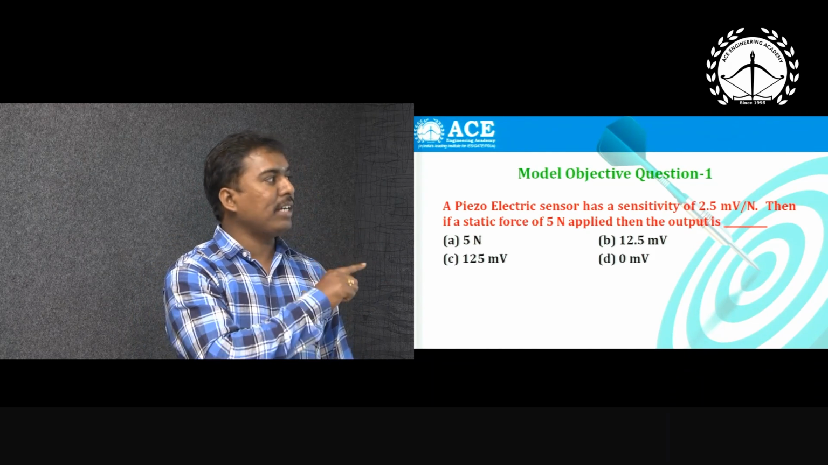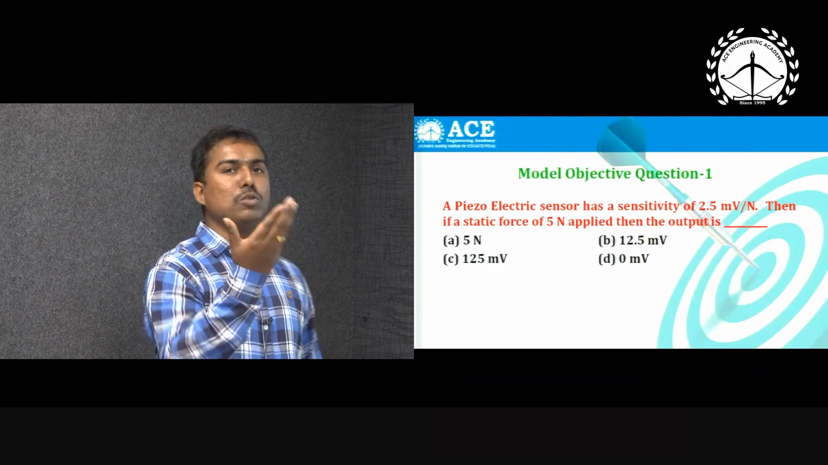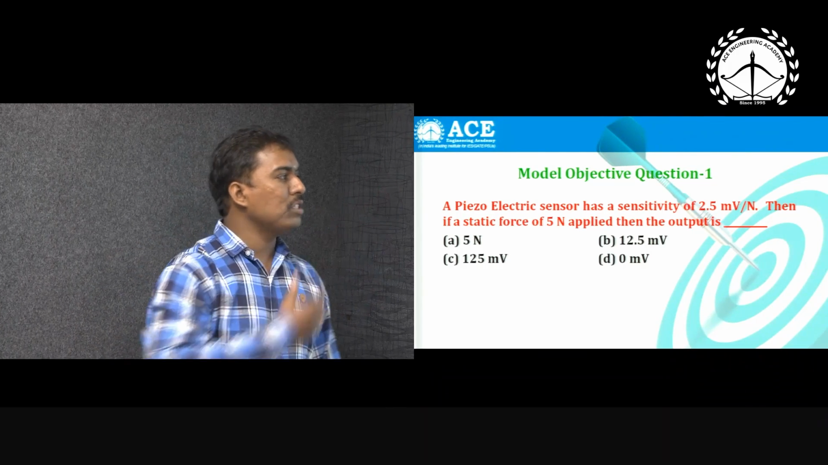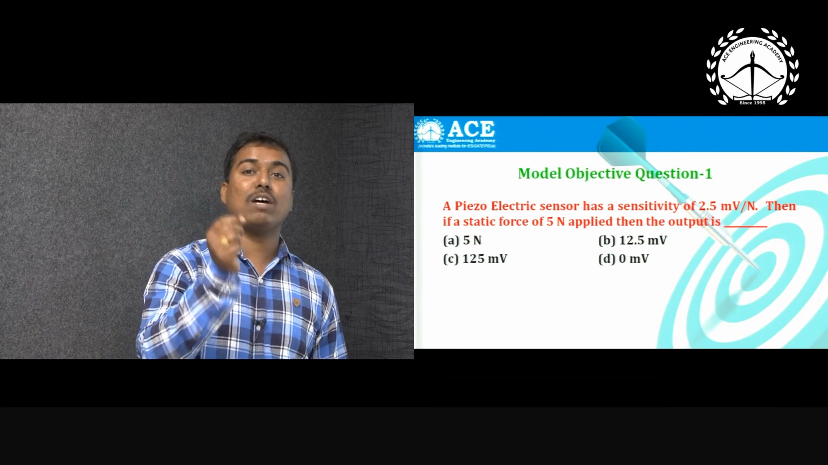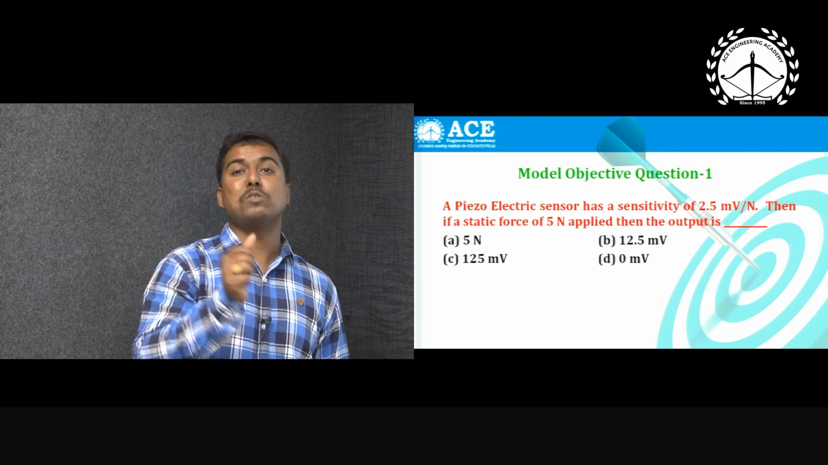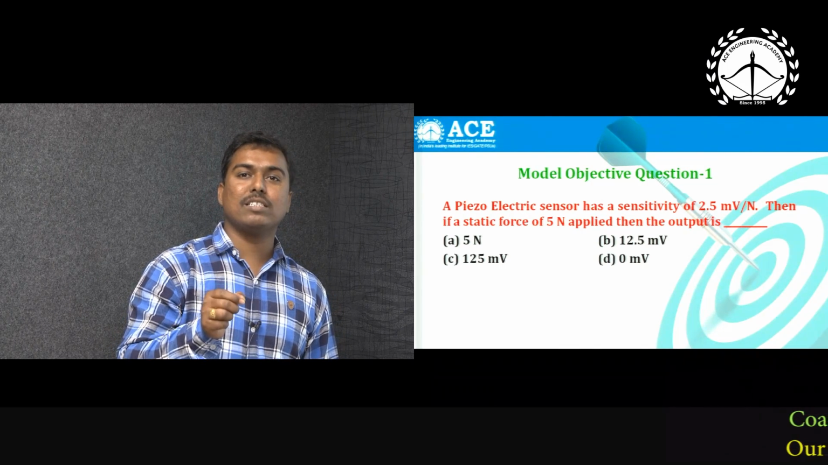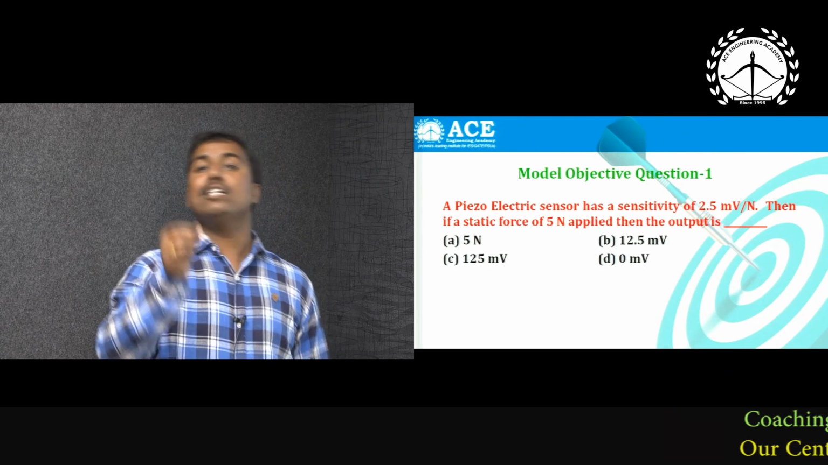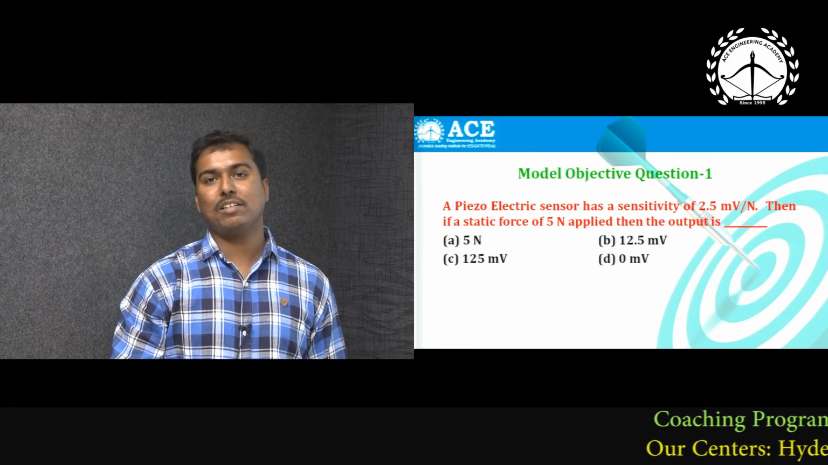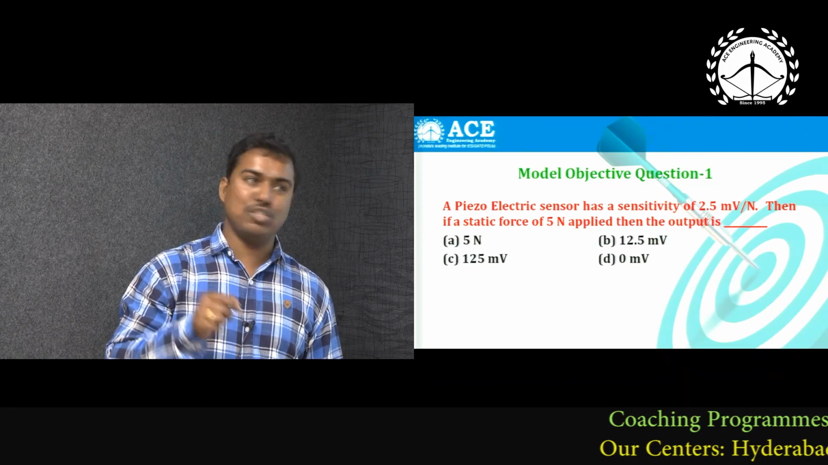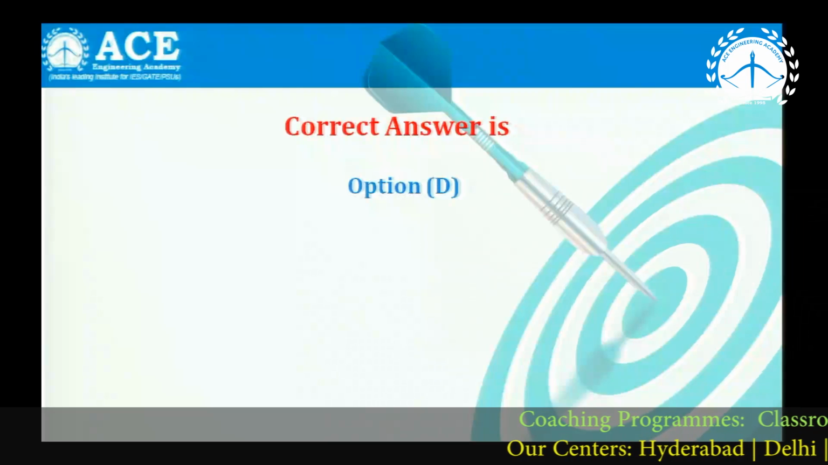But what he asked is, if a static force of 5 newtons, so very simple, the student will get an idea. For 1 Newton, 2.5 millivolts. So for 5 newtons, how much am I going to get? 12.5 millivolts. So the student will think that, but he should have awareness of the working principle of piezoelectric. The piezoelectric sensor will work only for dynamic inputs, not for static inputs. As a static input is mentioned in the question, the response is 0. So the correct answer is the last option, that is 0 millivolts.